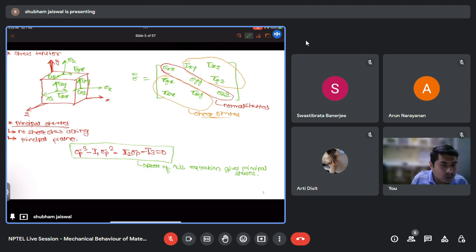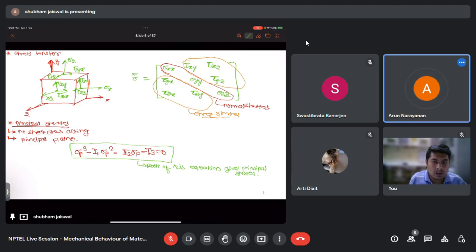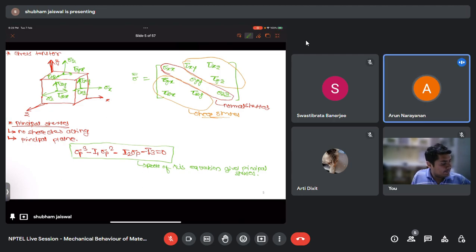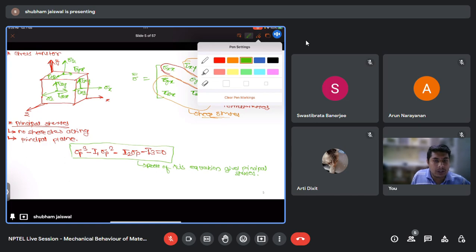Do you know how this equation has been derived? I think in yesterday's class it has been covered. Am I right? Yes, sir. So no need to repeat, na? Or should I repeat? No, sir. Okay. So if time permits, we will discuss it in the end.